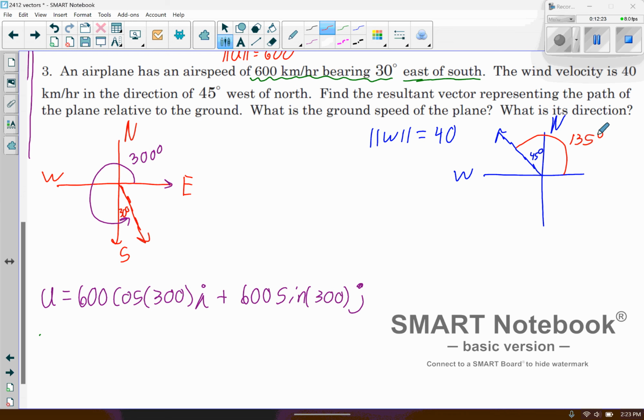So then our wind vector, I'll just put it right here. Our wind vector is going to be 40 times the cosine of 135 degrees, plus 40 times the sine of 135 degrees, and then J. Okay, so what we're going to do next is, I have my two vectors, and I want to figure out the resultant vector, and simply you just add them together.